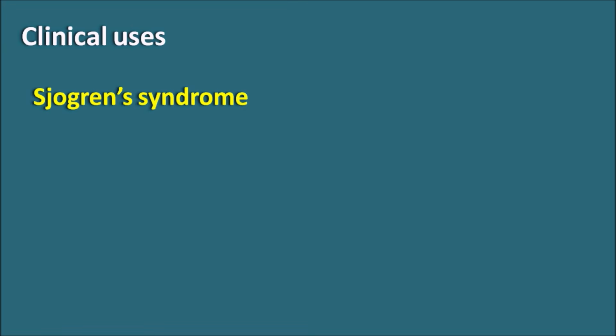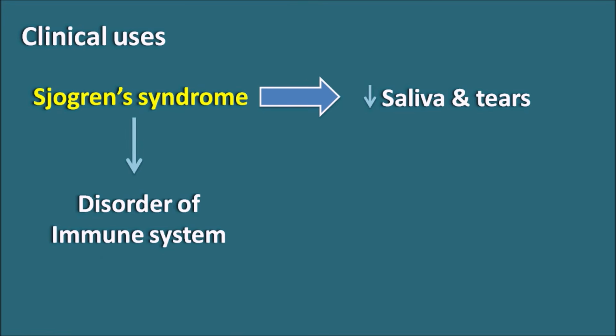And the next one is Sjogren's syndrome. Sjogren's syndrome is just like xerostomia, but here the salivary secretion as well as the tear secretion is also going to be decreased. This is a disorder of the immune system where the salivary glands as well as the lacrimal glands are not stimulated to produce their secretions. In such situations, we can use a few drugs like cevimeline. Cevimeline, as we have already seen, is an M3 receptor selective agonist, which can increase the salivary as well as lacrimal secretions.